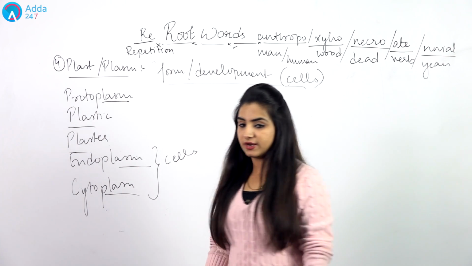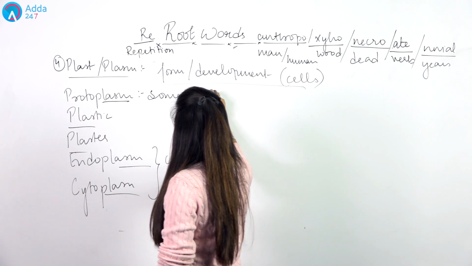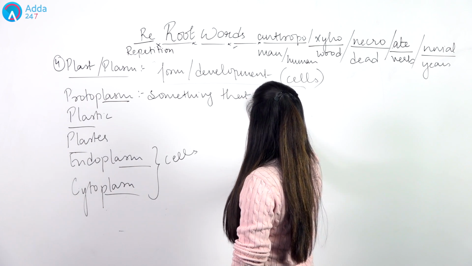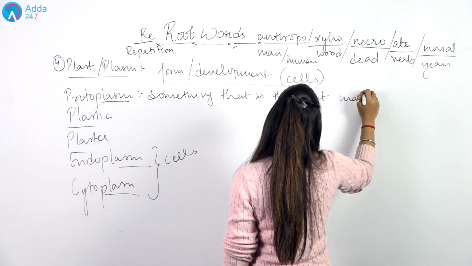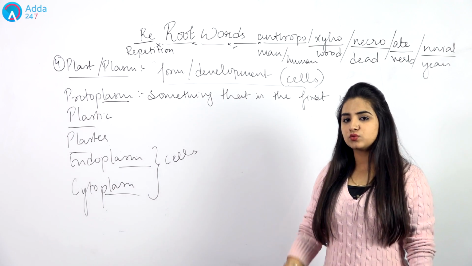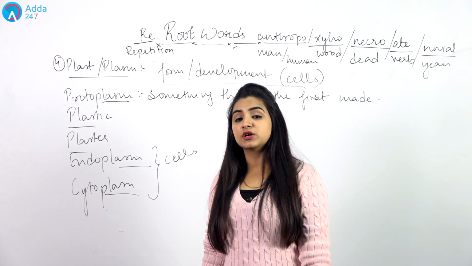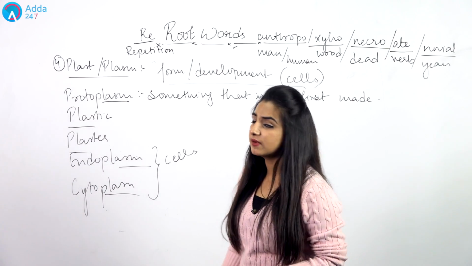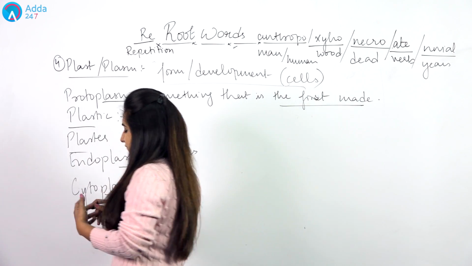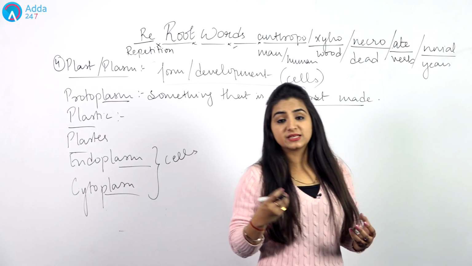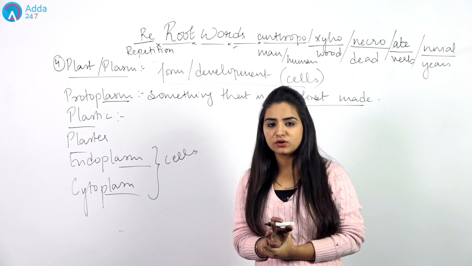When I say protoplasm, it is something that is the first made. When something is discovered, when something is made for the first time ever, that is what we mean by protoplasm. When something was not available at any time and you discovered it, you made it out of your invention, that is what we mean by protoplasm, the first made thing. Then we say plastic. When I say plastic, you actually mean the plastic table, the plastic chair, the plastic toy that we use. So actually plastic is nothing like a material or a substance.